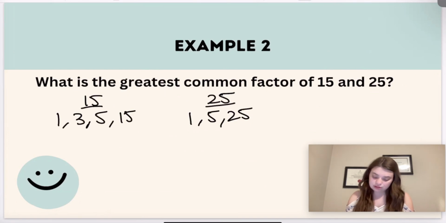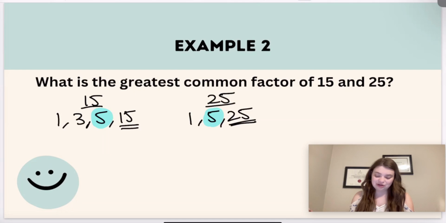Then I'm going to find the greatest number that's on both lists, and this time that number is 5. On the first list, 15 is greater, but it only appears on the first list. And in the second list, 25 may be greater as well.